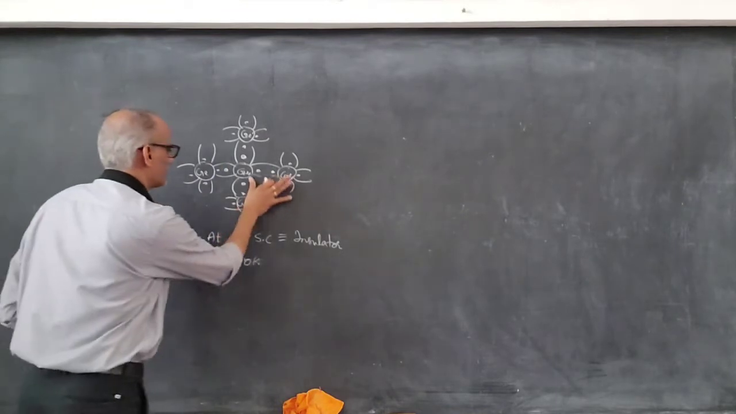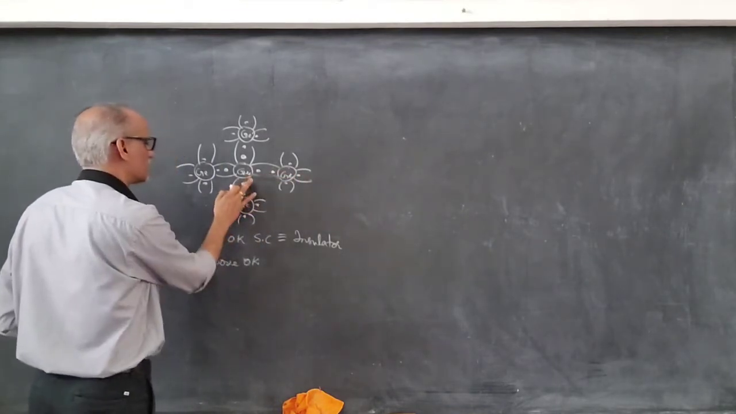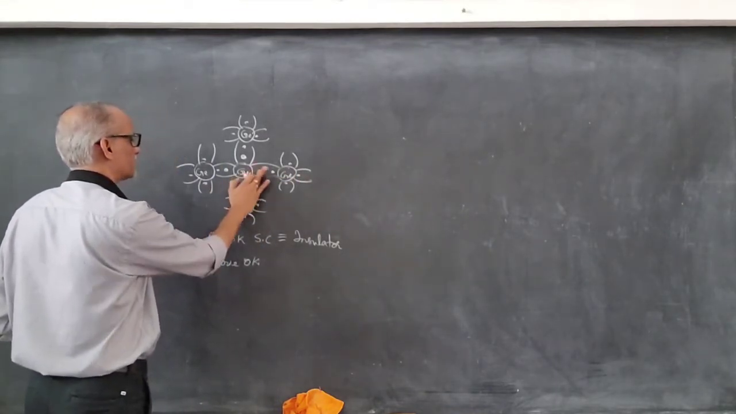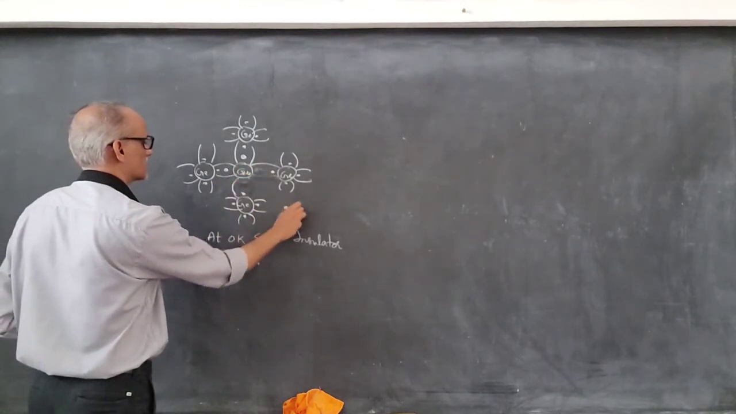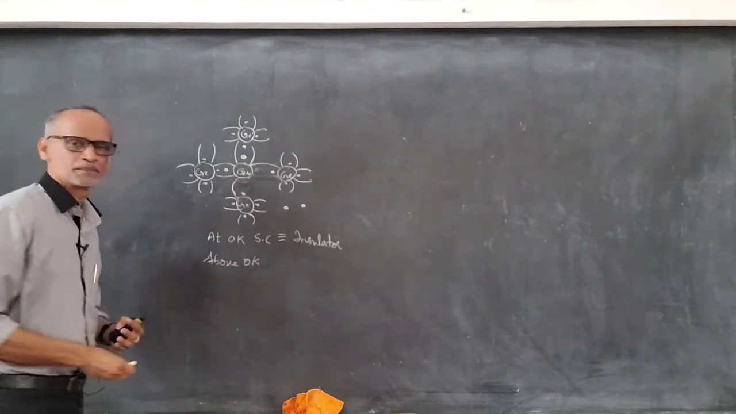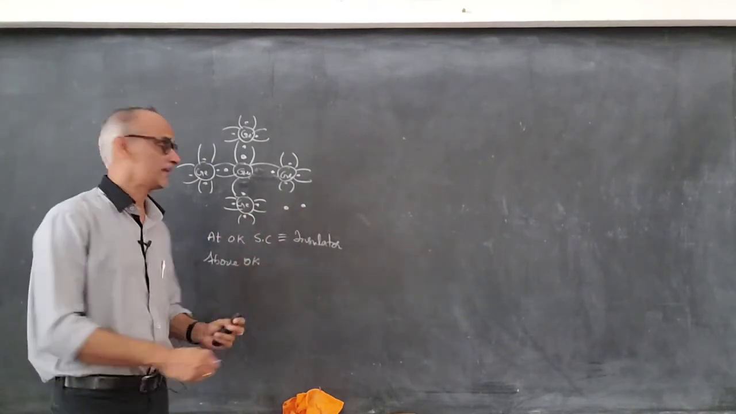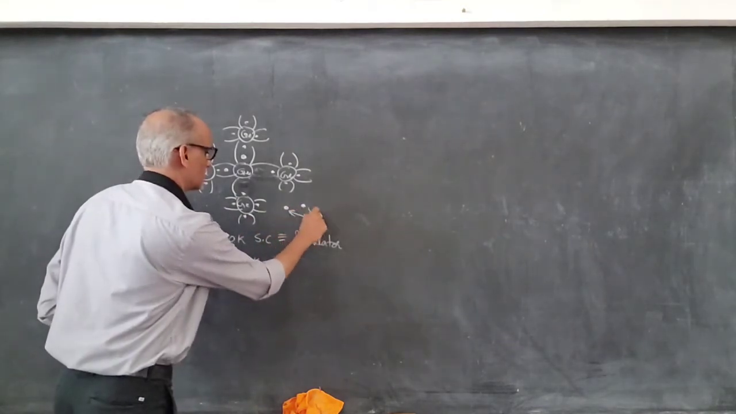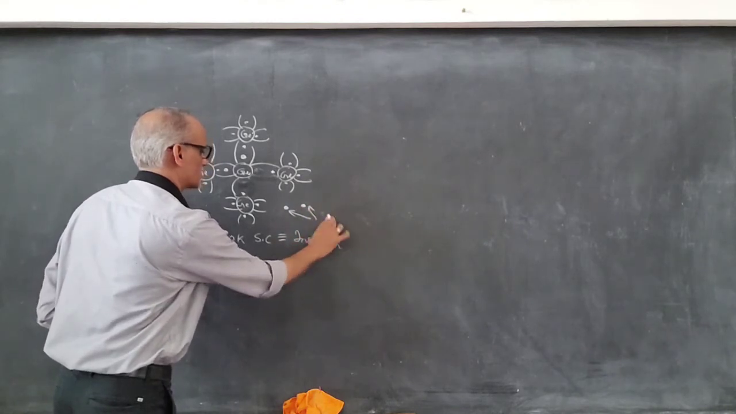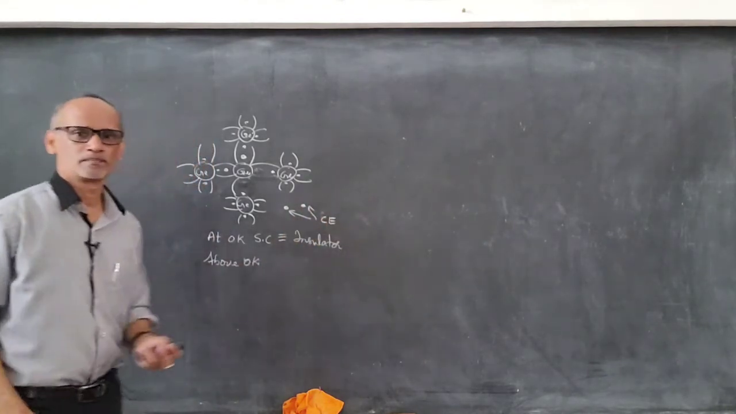And when bonds break, electrons are also set free from that. So, let us consider these are the 2 electrons which are set free. Now, where are these electrons available? These electrons are available in the conduction band. So, that is why these are conduction electrons, CE, I will write, conduction electron.